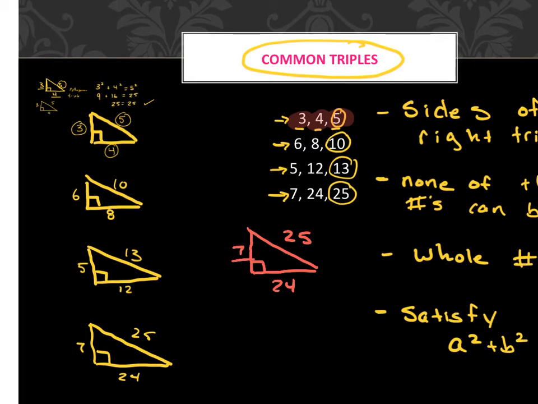It'll always happen. Now, if you're like, I don't remember my Pythagorean triples, then just do the Pythagorean theorem each time, and you can figure it out. But it takes way more work than just saying, these happen all the time. Like, they come up all the time.